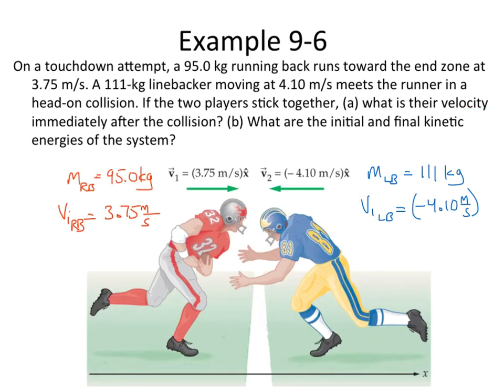So I'm going to write that in, I'll do it in purple because that's what red and blue make. The final velocity of the system is what we want to find. That's part A right there. And part B is asking for K initial of the system and K final of the system.